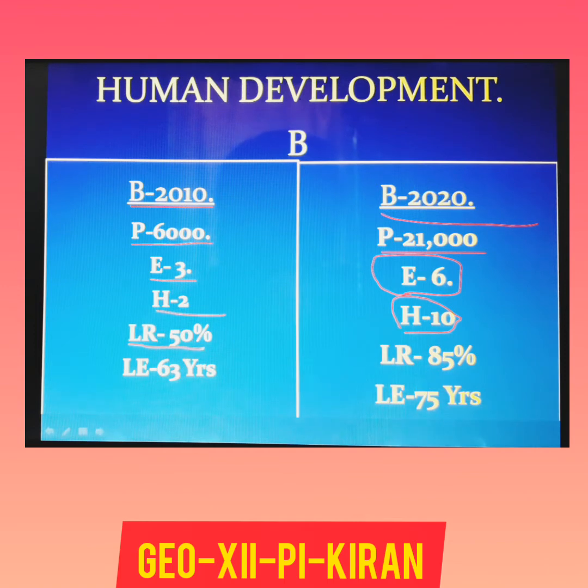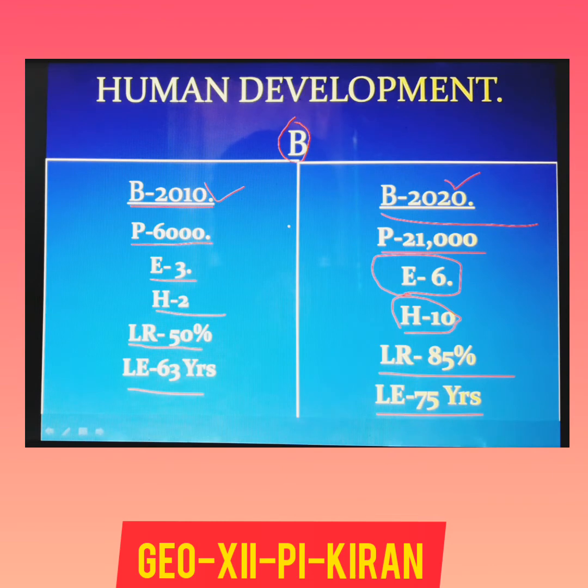Literacy rate was 50% in 2010. It increased to 85% in 2020. Life expectancy was 63 years, and life expectancy in 2020 is 75 years. So in case of B, we have seen a lot of improvement in the society.